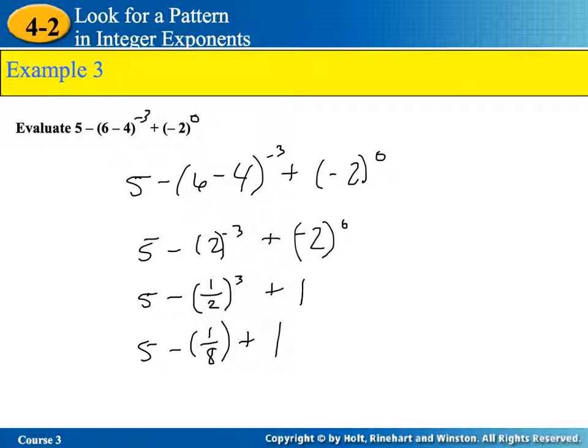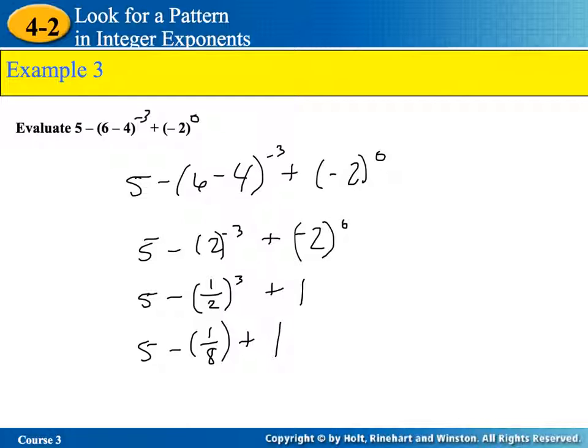Okay, how did I get that 1/8? I found the exponent. I did not triple it. I took 1/2 times 1/2 times 1/2. When I did that, I got this answer. Okay, so now I have 5 minus 1/8.